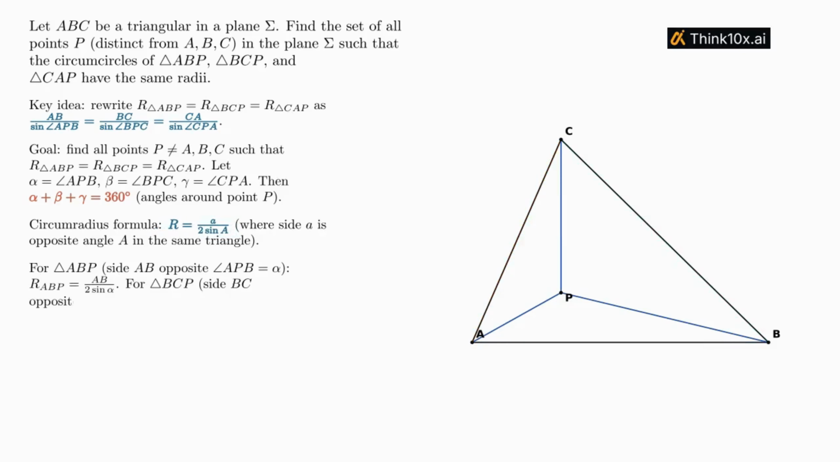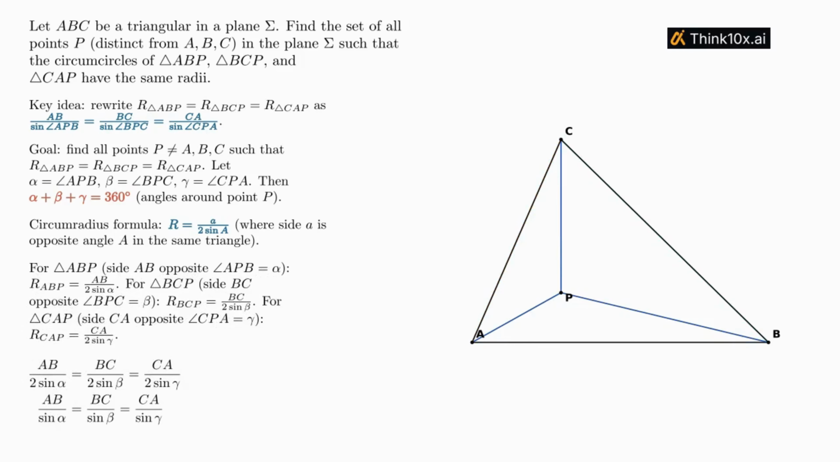Let's apply that formula to each triangle, always pairing a fixed side from triangle ABC with the angle at P opposite it. In triangle ABP, the side AB sits across from angle APB, which we called alpha. Similarly, BC pairs with beta, and CA pairs with gamma. Now we impose the condition from the problem. All three circumradii are equal.